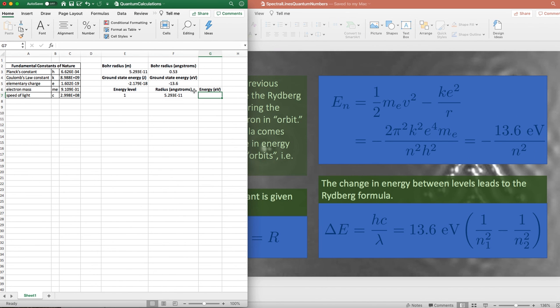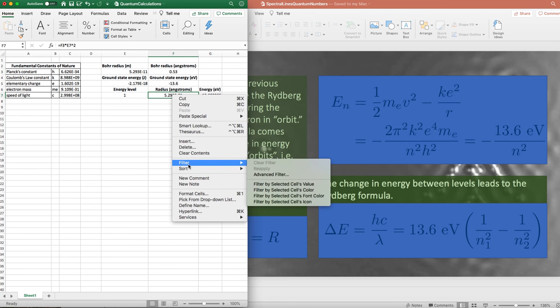So over on the spreadsheet, equals the ground state energy divided by n squared. And now I realize I did this correctly for energy, but I didn't for radius. For radius, I want this in angstroms, so I grabbed the wrong radius. I grabbed it in meters. If I want it in angstroms, I need to use F3, not E3. Okay. Now I'm going to format this so it's the same.